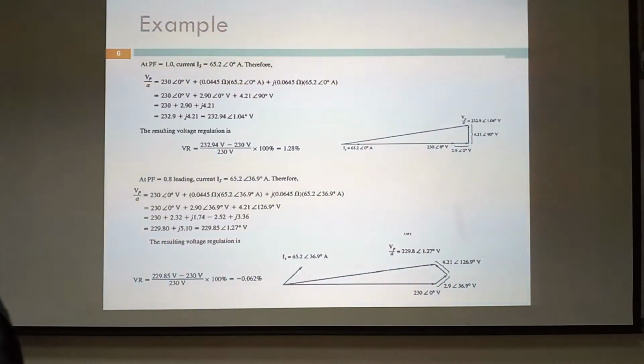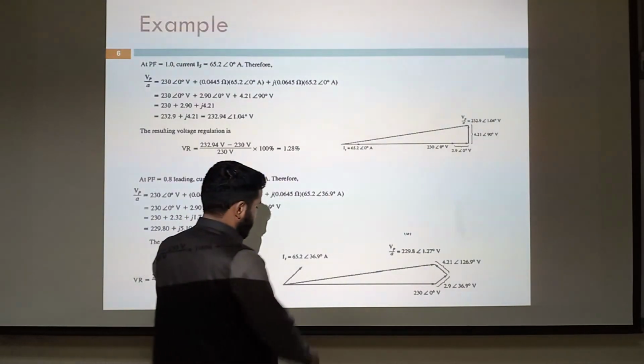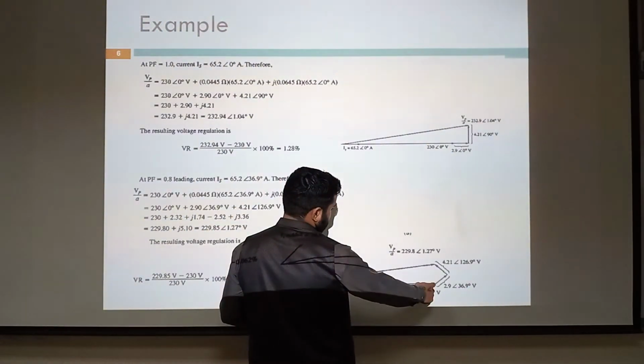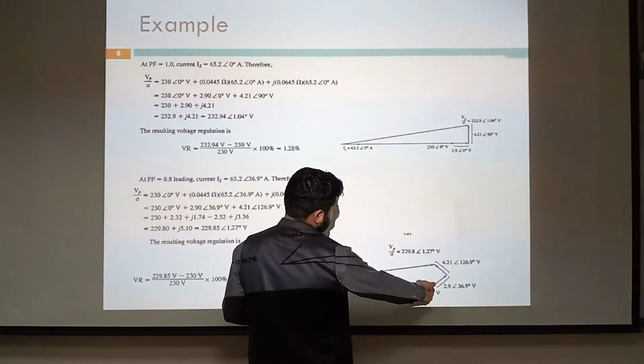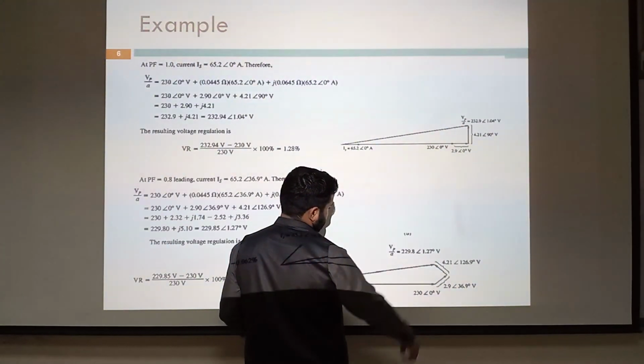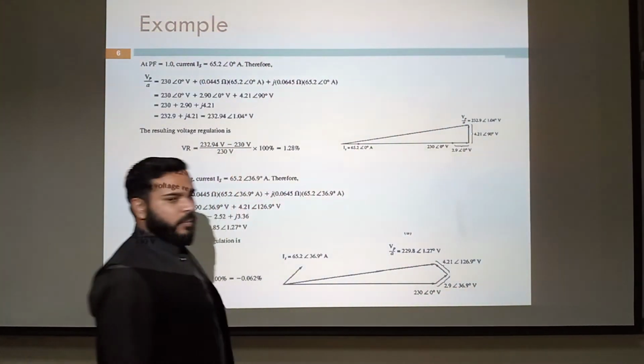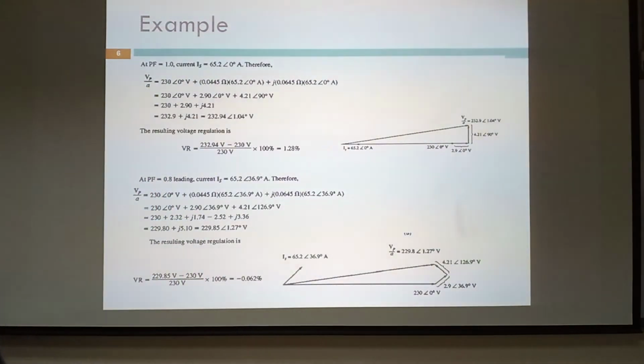So I have told you people that in case of leading power factor, the voltage regulation may be negative due to this reason. Actually, you can also observe this phenomenon here. This is the length of this vector and this vector. Okay. So keep in mind that it is possible only in leading power factor that the voltage regulation may be negative. Okay.